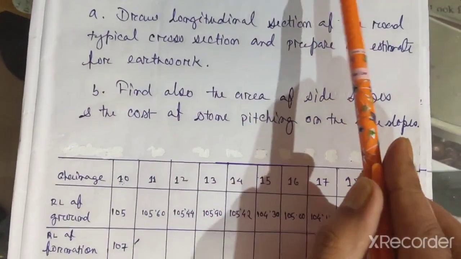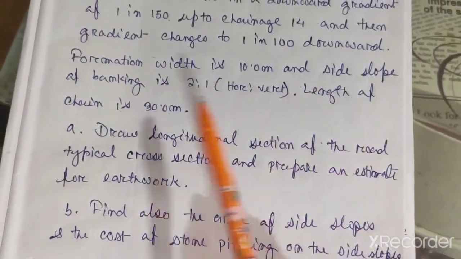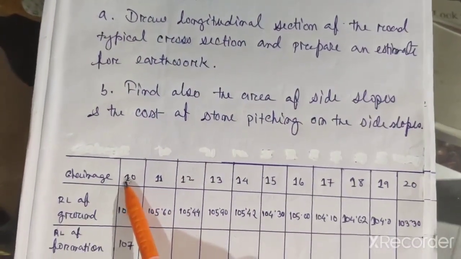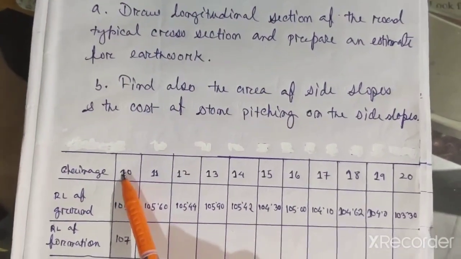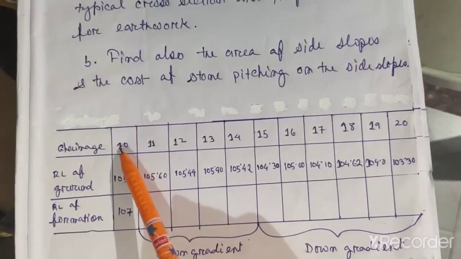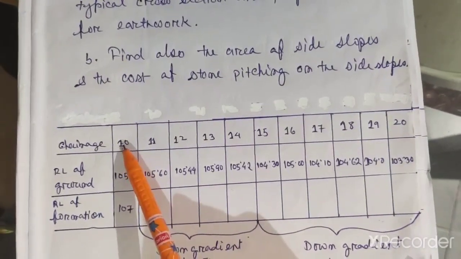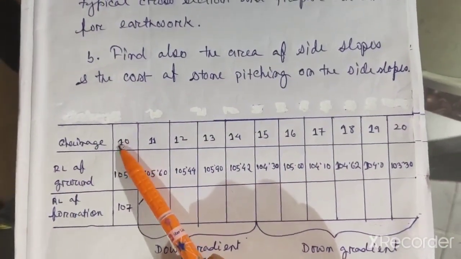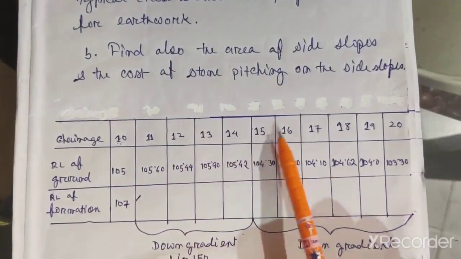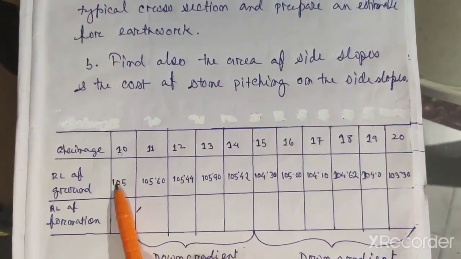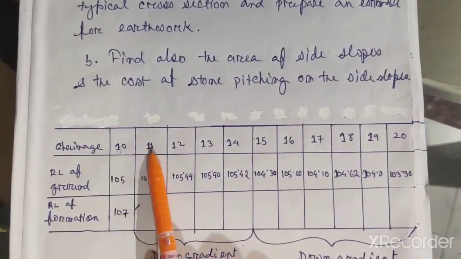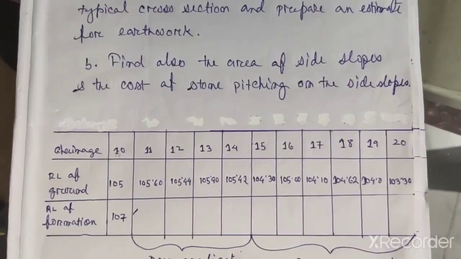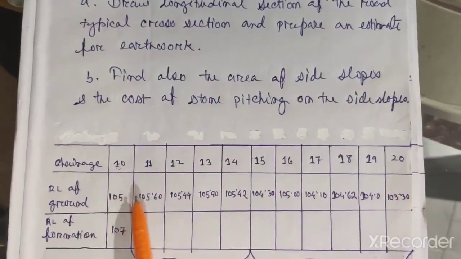Now what is the length of the chain? The length of the chain is given as 30 meters. That means the total chain from the starting point is 10, that means 10 into 30, that is 300 meters. So we are starting our problem from the distance of 300 meters. Then 11, 12, 13, 14, it goes up to 20. And at each and every chain point, the RL of the ground is given.